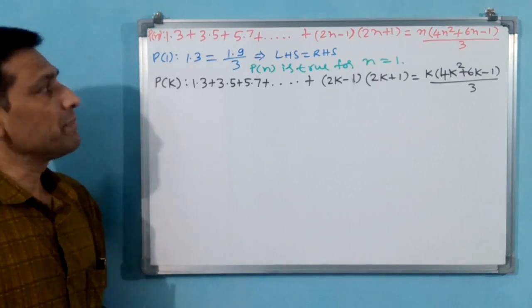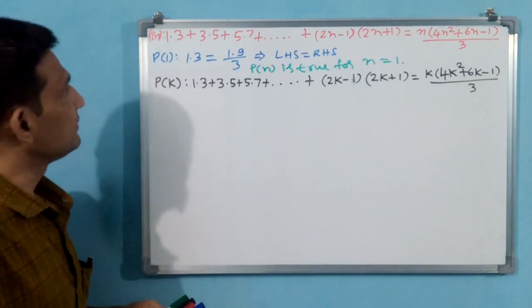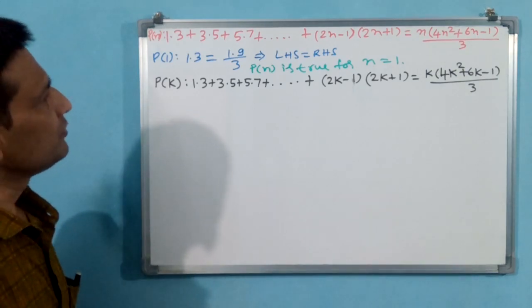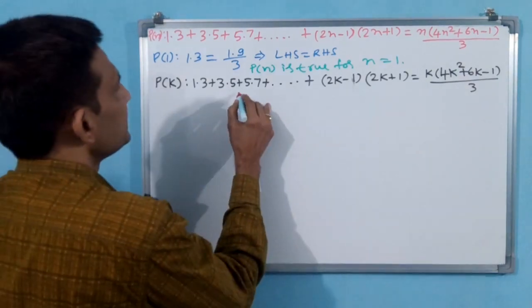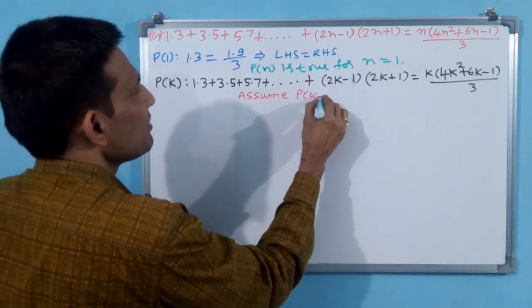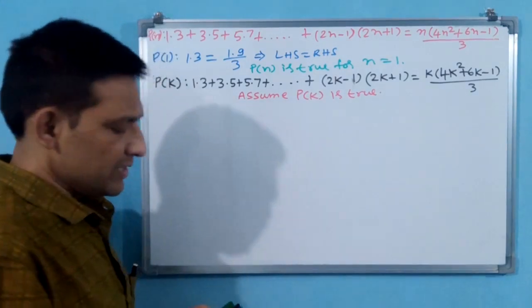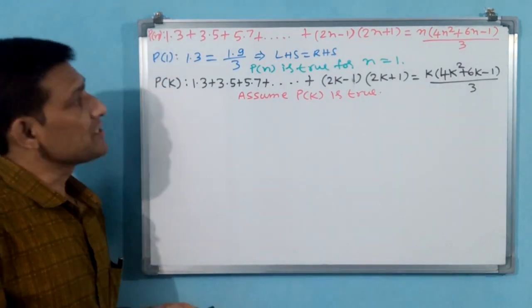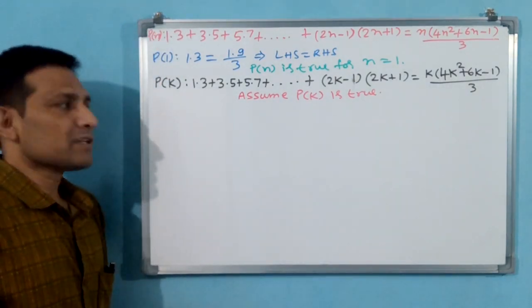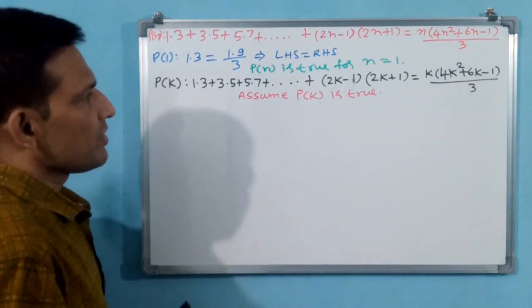Next important step is assume pk is true. Yes, that you have to write compulsorily. Okay. Write down. Assume P of k is true. This compulsorily you have to write. Okay, next step is P of k plus 1. That also you have to write. Write down P of k plus 1.